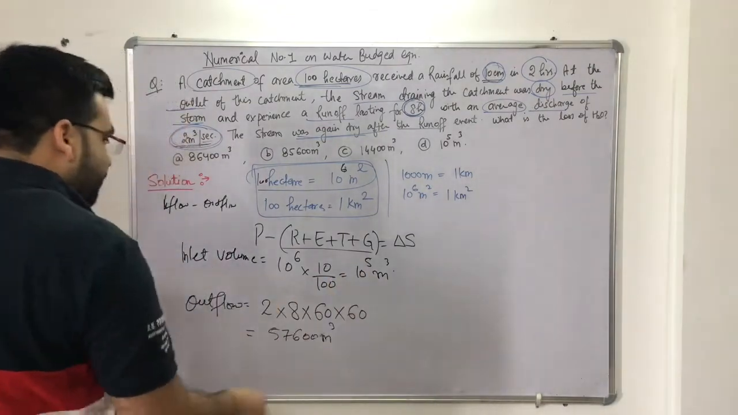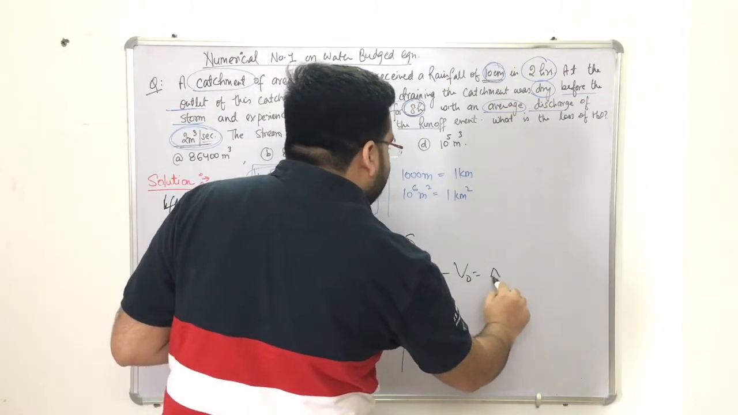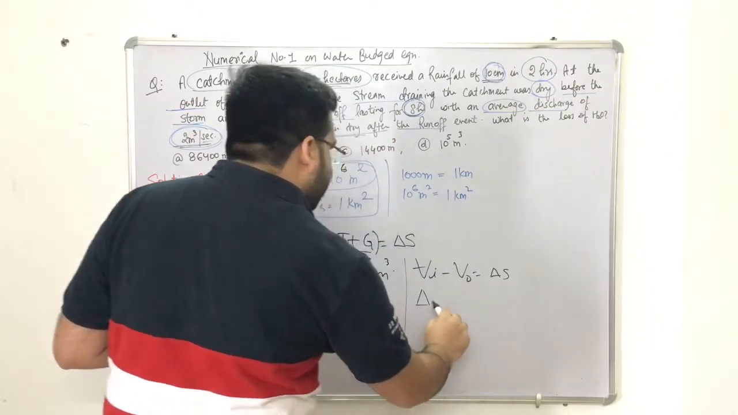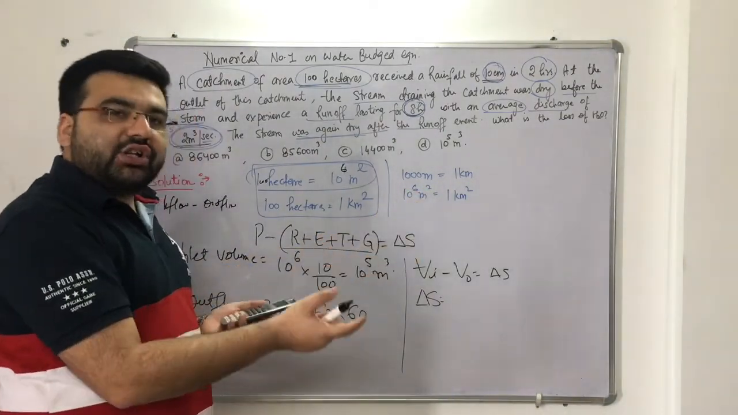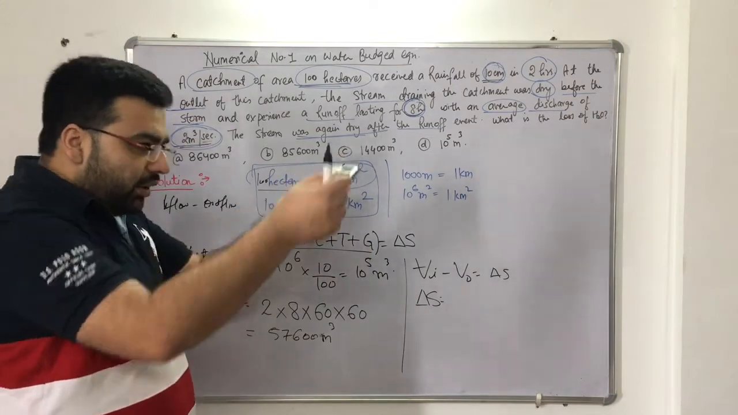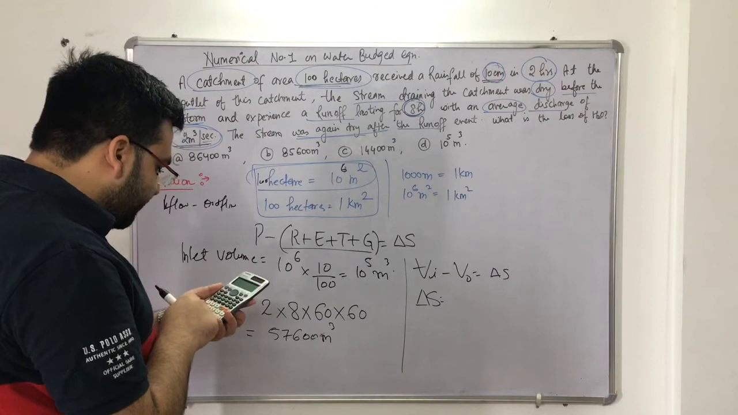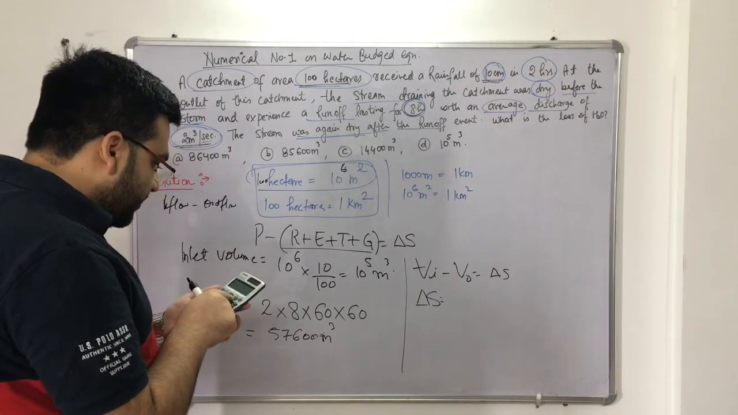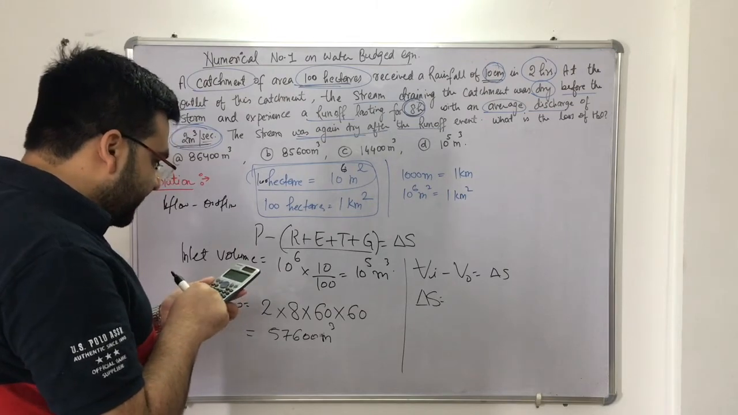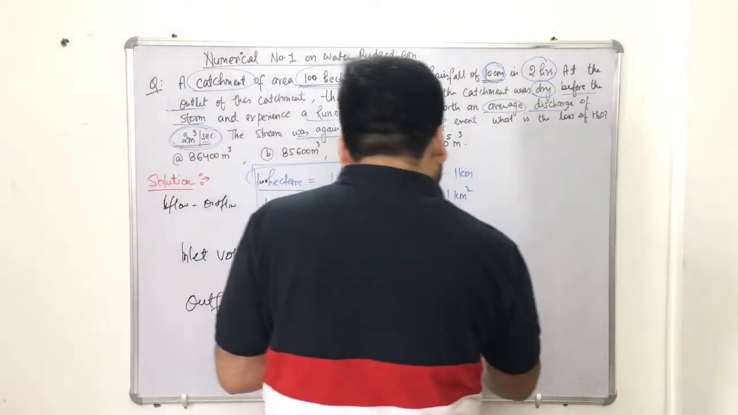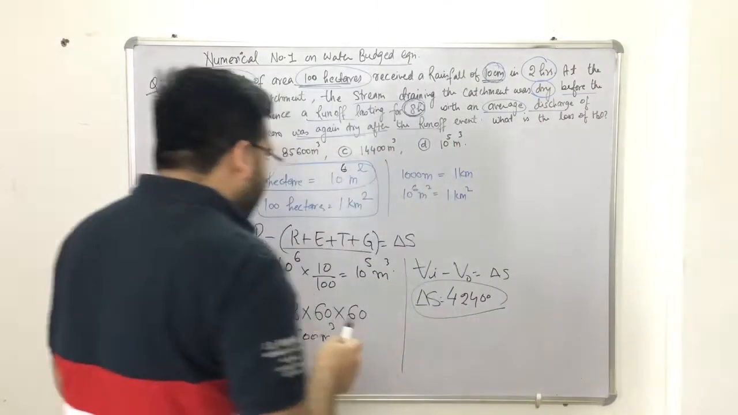Now let me subtract these two: inflow minus outflow will be equal to delta storage, and delta storage will be the losses. Storage can be in the form of depressions, and there can be some storage in plants also. So that is the losses, right? It will be equal to 10 raised to power 5 minus 57600, which comes out to be 42400.